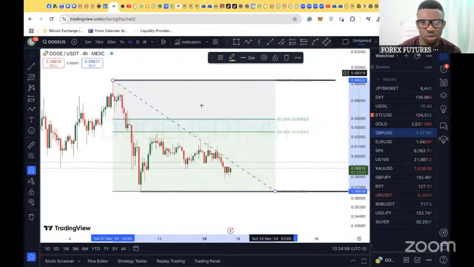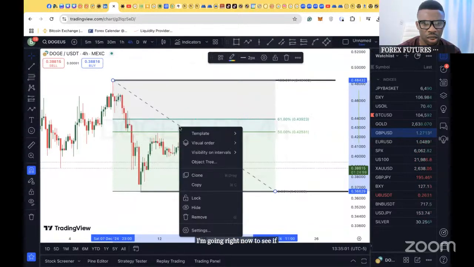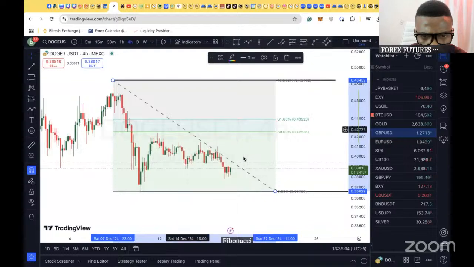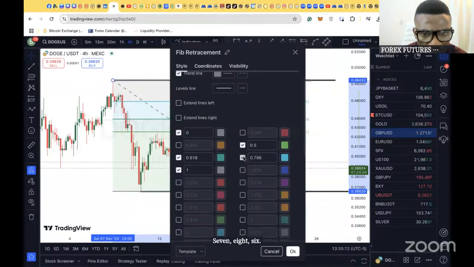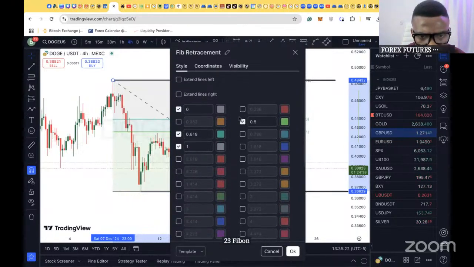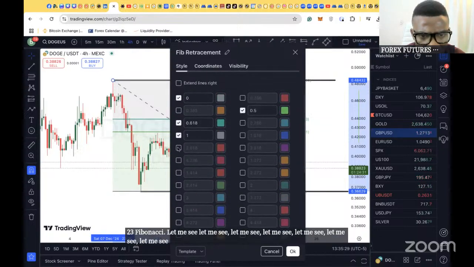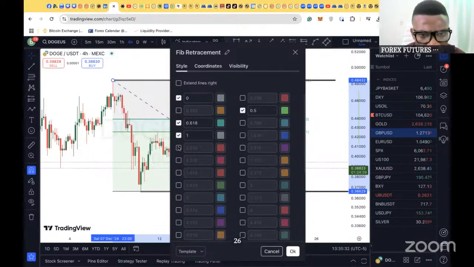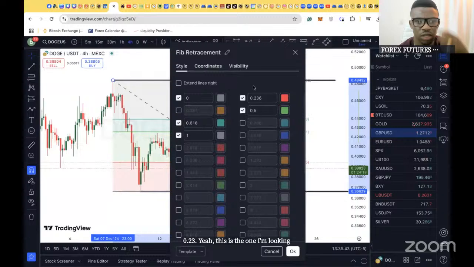I'm going right now to see if I can adjust my Fibonacci. I want to add 0.786. No, not 0.786. That will be 0.32. No, that will be 0.23. 0.23 Fibonacci, let me see. 0.26, no. 0.3, no. 0.23, yeah, this is the one I'm looking for. Good. That's the OTE area.